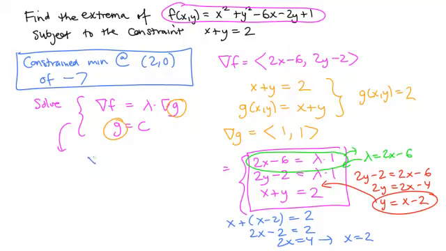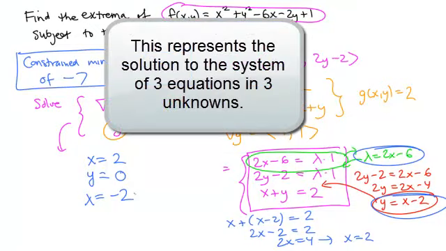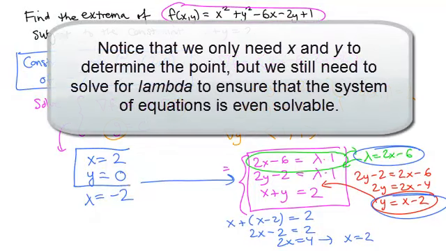Our solution is x is equal to 2, y is equal to x minus 2, 2 minus 2 is 0, and lambda is equal to 2x minus 6. So that would be 4 minus 6, or negative 2. So we have a solution to these three equations and three unknowns. The x and the y values are the point we're looking for, and so we found out that the only extremum could possibly occur at the point 2, 0, and we're right back where we were before.